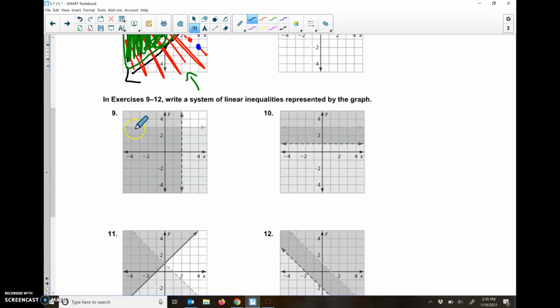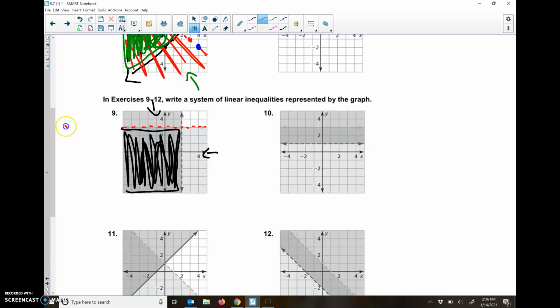It looks like our answer, and it looks like here got shaded once, here got shaded once, but this area right here got shaded twice. So we need to know which area got shaded in order for us to write our signs correctly. So I'm going to do this line. This looks like a dashed line here. We're going to do that in red. So it looks like it's at 3 and we're shading underneath it. So y is less than 3.